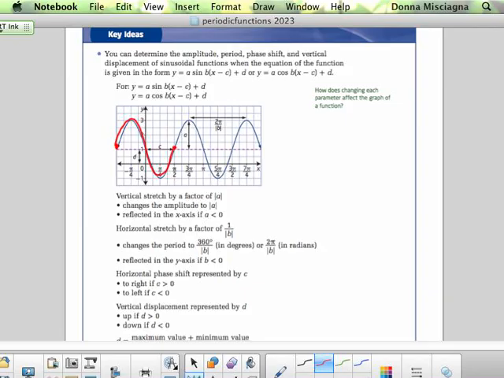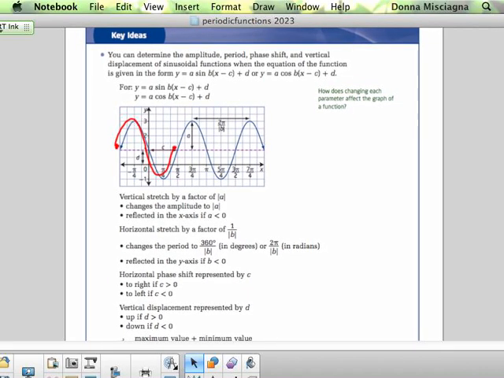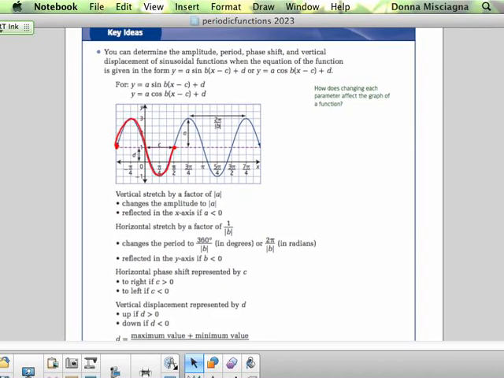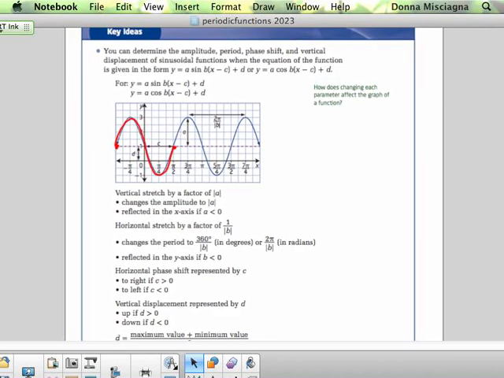So here is the graph we're going to choose. You see it goes up first. Right? It goes up. It starts at the midline, goes to its max, back to the midline, to its min, and back to the midline. That is one period of sine.